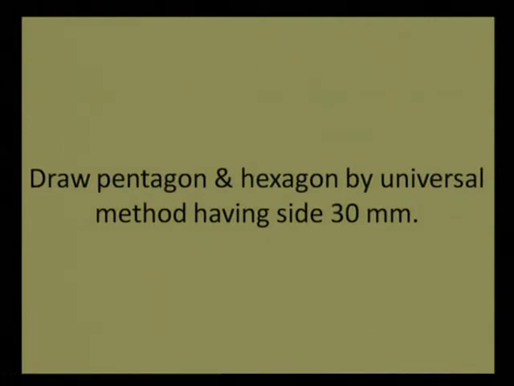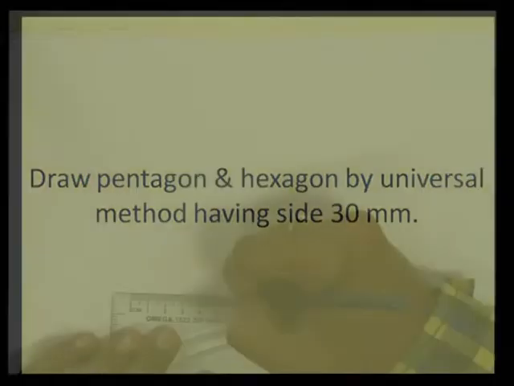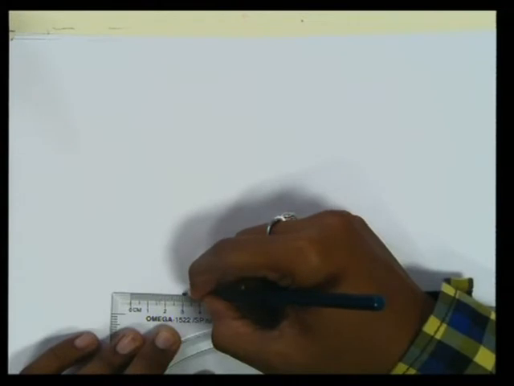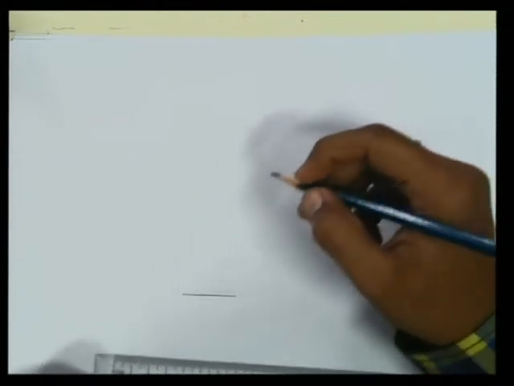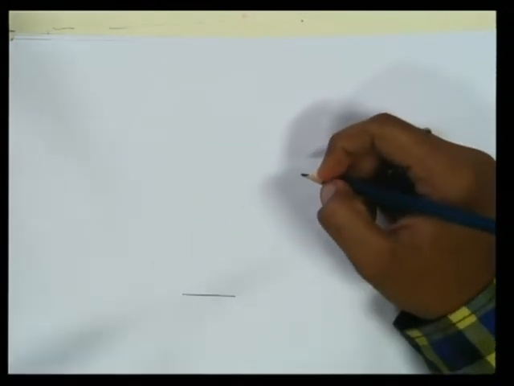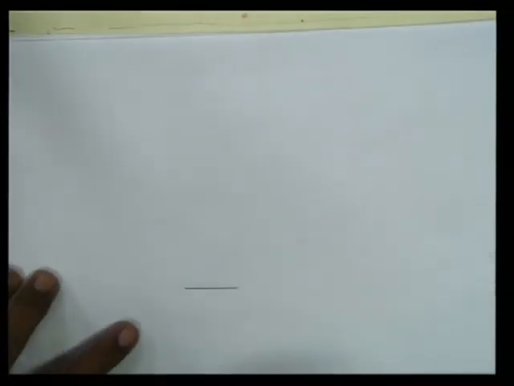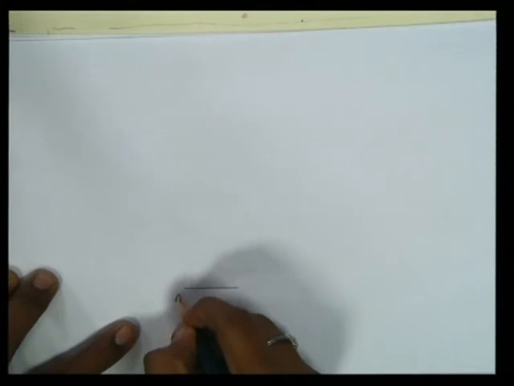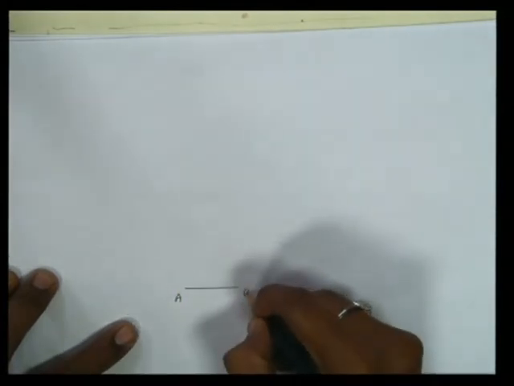First of all, it's been given that the side is of 30 mm, so we are going to draw a horizontal line of 30 mm, naming it as AB.